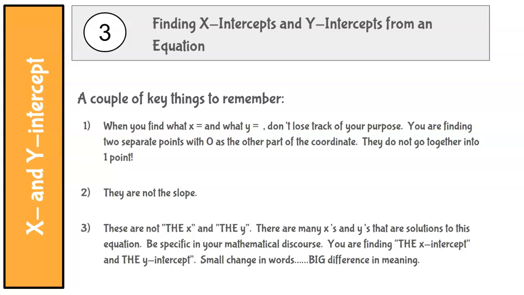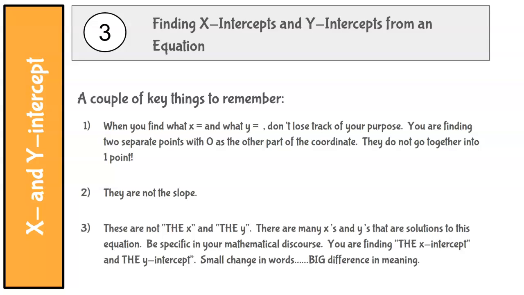Number 2, they are not the slope. We don't put the y over the x. There is kind of a little trick to finding the slope of that line using the intercepts, but they are not the slope. And number 3, I wrote it all out here because I wanted you to see it in print. These are not the x and the y.